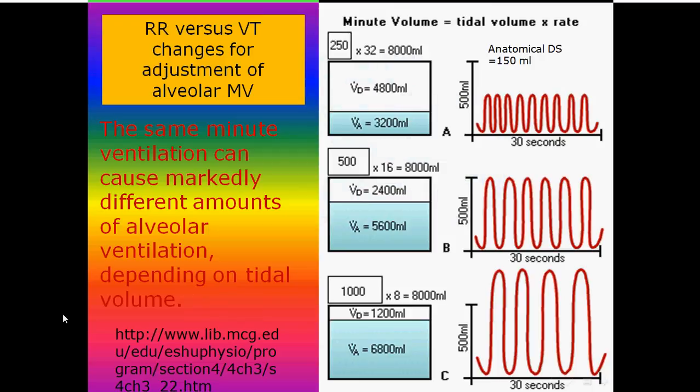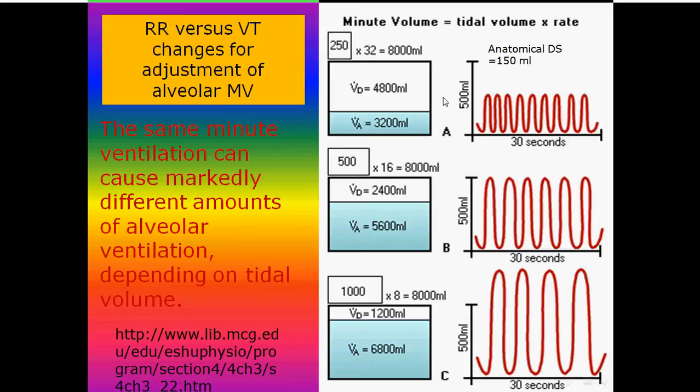If you want to change the partial pressure of carbon dioxide up or down, what is best? To increase the rate or to increase the tidal volume? For sure, to increase the tidal volume. Why? Look at this. This patient has a minute volume of 8 liters: 250 ml, the tidal volume, multiplied by 32 breaths per minute. And the anatomical dead space is 150 ml, multiplied by 32.